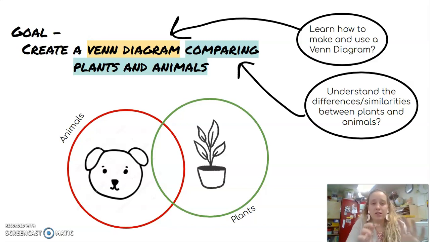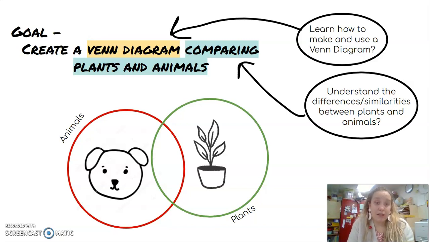However, if you dive into it a little bit deeper, you'll notice that this is actually two separate goals that have been squished together. So here's the question. Do you want students to learn how to make and use a Venn diagram? Or do you want students to understand the differences between plants and animals? Which one is the priority here? Is it the Venn diagram or the comparison? Which one do you want?